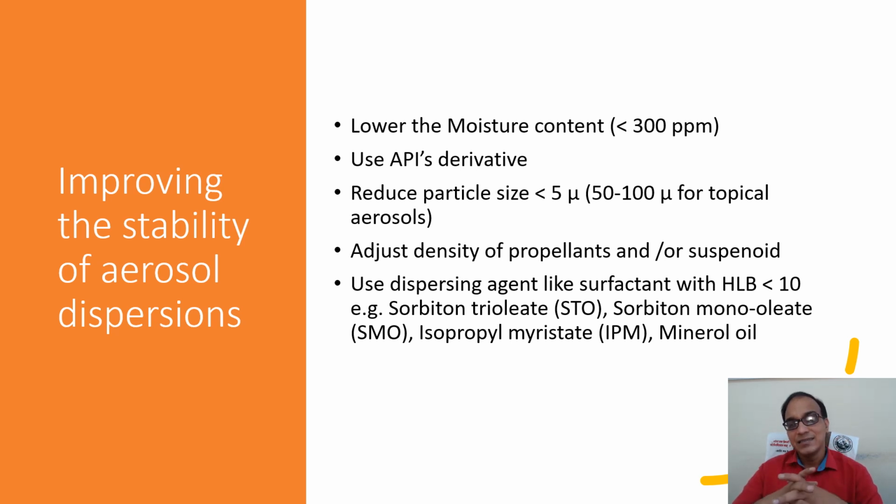Adjust the density of the propellant and/or suspensoid so that it is a stable one. And practice use of dispersing agents like surfactants with HLB less than 10, for example sorbitan trioleate STO, sorbitan monooleate SMO, isopropyl myristate IPM and mineral oil. So we can use these surfactants, which have HLB value less than 10, to stabilize this system. Okay. So: lower the moisture content, use API derivatives, and reduce the particle size.